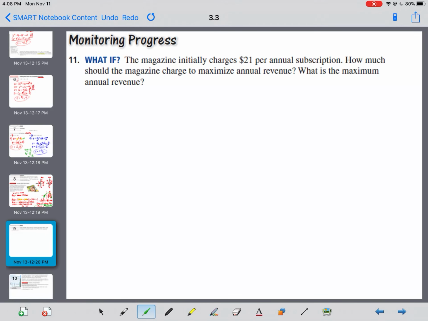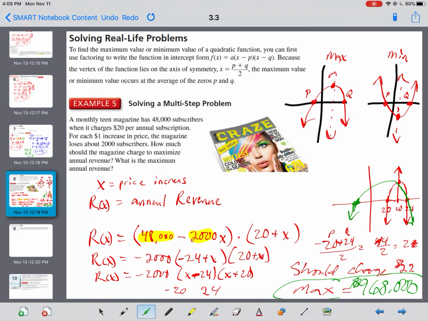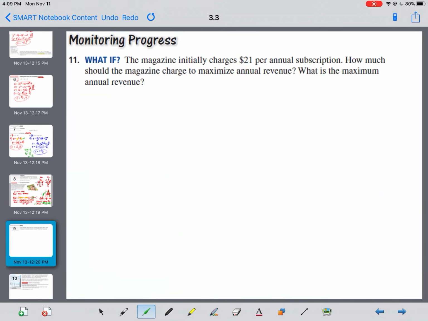Okay. Let's see. The magazine initially charges $21 per annual subscription. How much should the magazine charge to maximize annual revenue? What is the maximum annual revenue? So they just changed the first price to 21. So the nice thing about this is we can go back and look at our original equation. All we have to do is change up this one number right here to 21. How much do we increase this time? Okay. And then we recalculate all the revenue stuff.